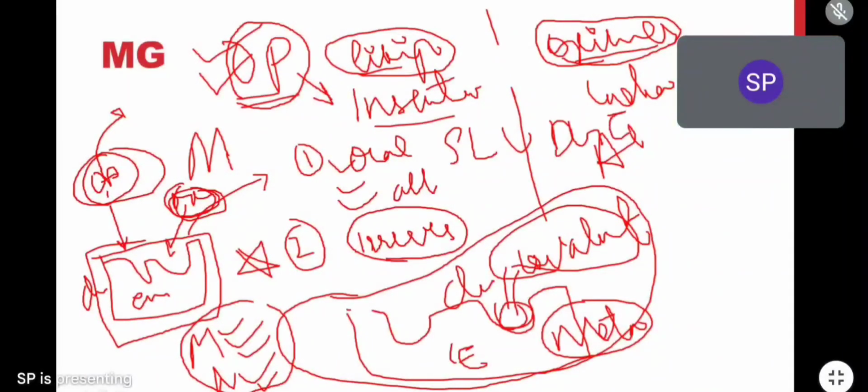SLUDGE. SLUDGE is the term for salivation, lacrimation, urination, defecation, gastritis and emesis. All these things will be seen if a patient is administered organophosphate compounds. And all these SLUDGE features you can write as adverse effects of acetylcholinesterase inhibitors.